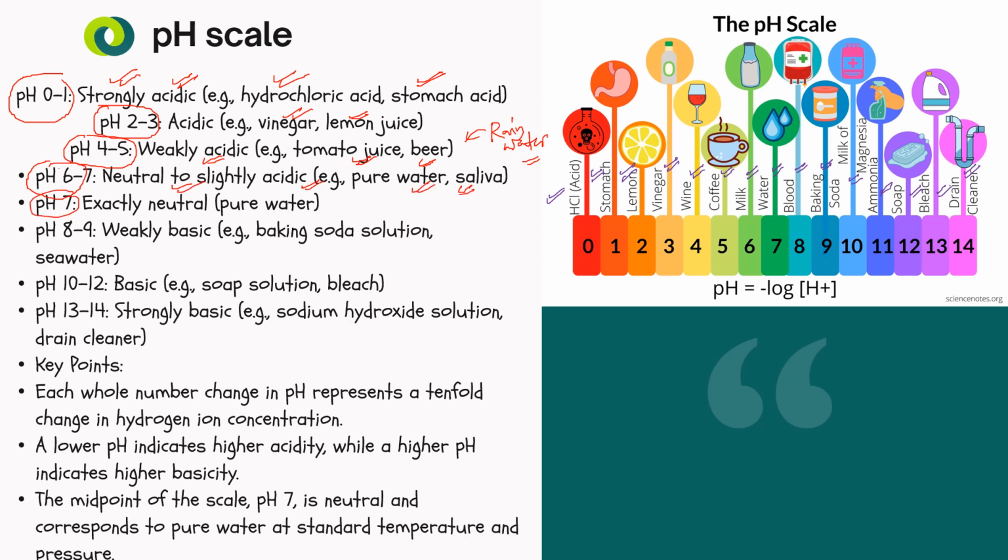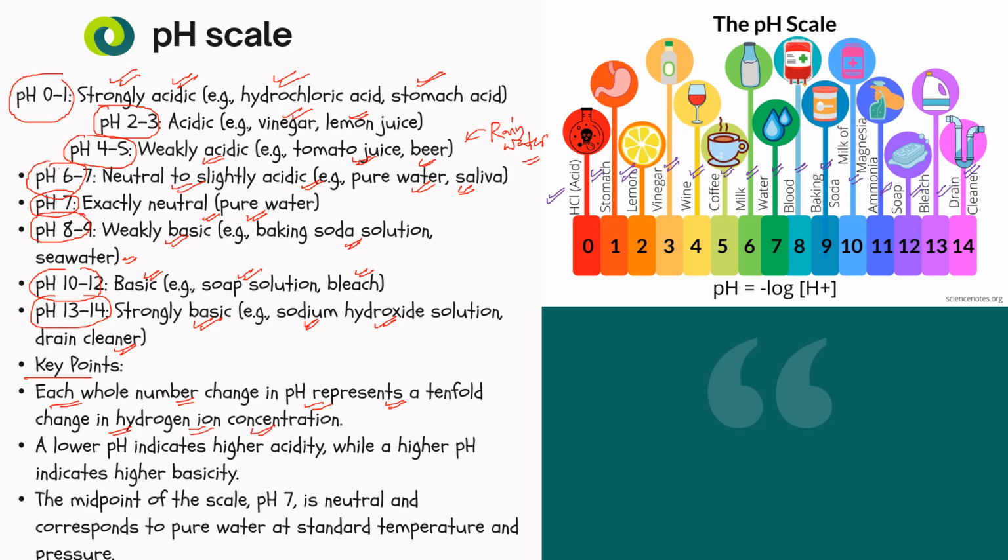pH 7 is exactly neutral, pure water. pH 8 to 9 is weakly basic, like baking soda solution and seawater. pH 10 to 12 is basic, for example soap solution and bleach. pH 13 to 14 is strongly basic, for example sodium hydroxide solution and drain cleaner. Then each whole number change in pH represents a tenfold change in the hydrogen ion concentration.